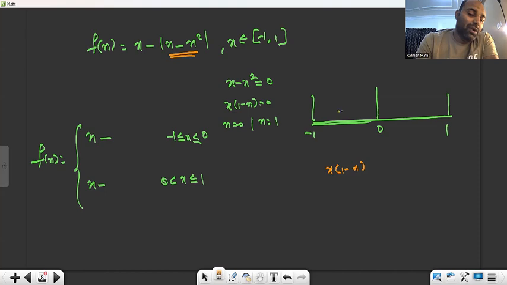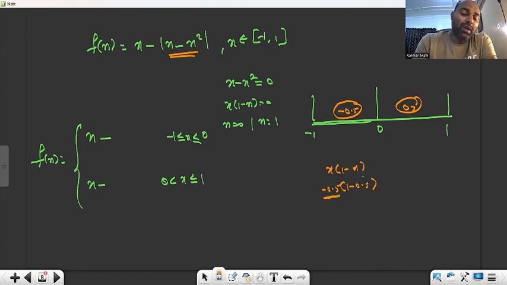We can check a value. Minus 0.5. If you are giving minus 0.5, as I discussed in many questions in the integration part, it is negative. So 1 minus this is positive. So the output will be negative. So this will become negative of x minus x square.